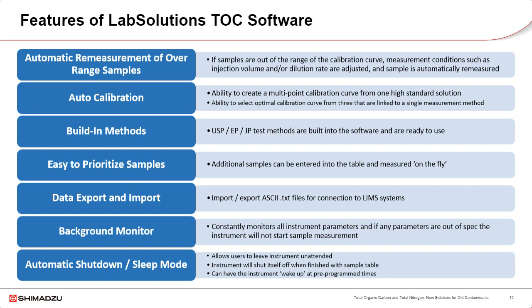So we have things like automatic remeasurement of over-range samples. This is for samples that are over the range of the calibration curve. When this happens, the instrument can recognize it. It can go back, apply a dilution factor to your samples, and rerun your samples so that now your measurement results are within the range of your calibration curve.